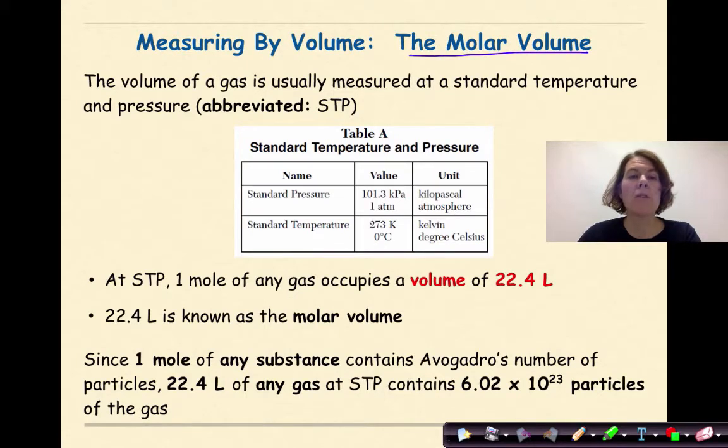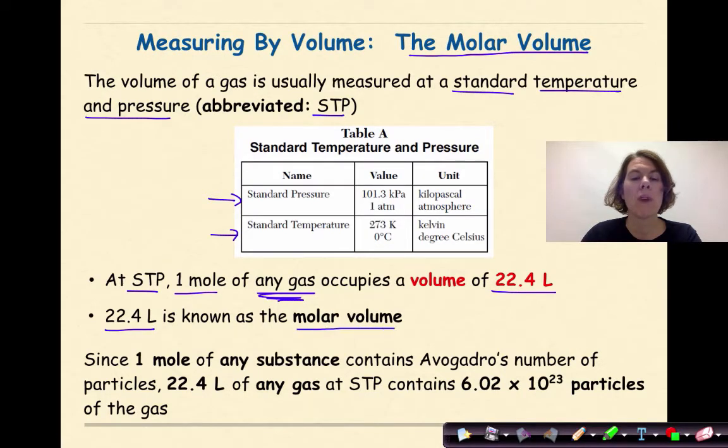The volume of a gas is usually measured at standard temperature and pressure, otherwise known as STP, which can be found on Table A of your reference tables, where we see the standard pressure either measured in kilopascals or atmospheres, and the standard temperature either measured in Kelvin or degrees Celsius. At STP, 1 mole of any gas, and I really do mean any gas, occupies a volume of 22.4 liters. 22.4 liters is known as the molar volume.